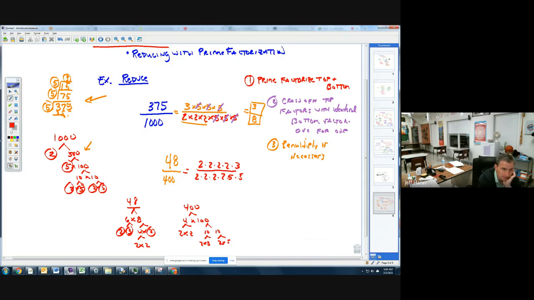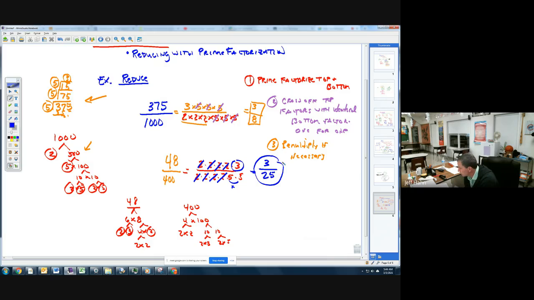And here's the point again. I can cross off 1 for 1, 1, 2 with another 2 on the bottom. And it can only be tops with bottoms. You don't ever cross off top with a top. The second 2 with the second 2, a third 2 with a third 2, a fourth 2 with a fourth 2. Nothing else crosses off. I'm left with a 3 on top. And on bottom, 5 times 5 is 25. So this whole thing cancels to 3 over 25.